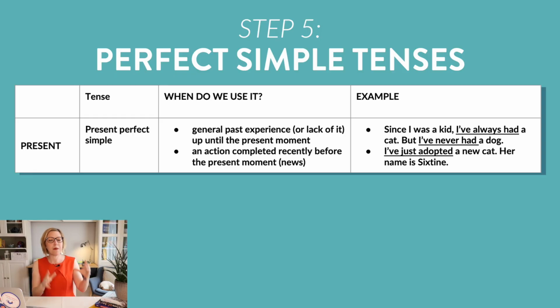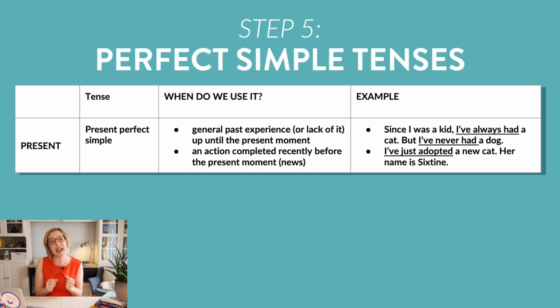English. We'll see why it's called the present, because there is a relationship to the present moment. It's for general past experience or lack of past experience up until the present moment. So for example, since I was a kid, I've always had a cat. That's my most recent cat. So since I was a kid, I've always had a cat, but I've never had a dog. So that's all that experience in the past up until the present moment.